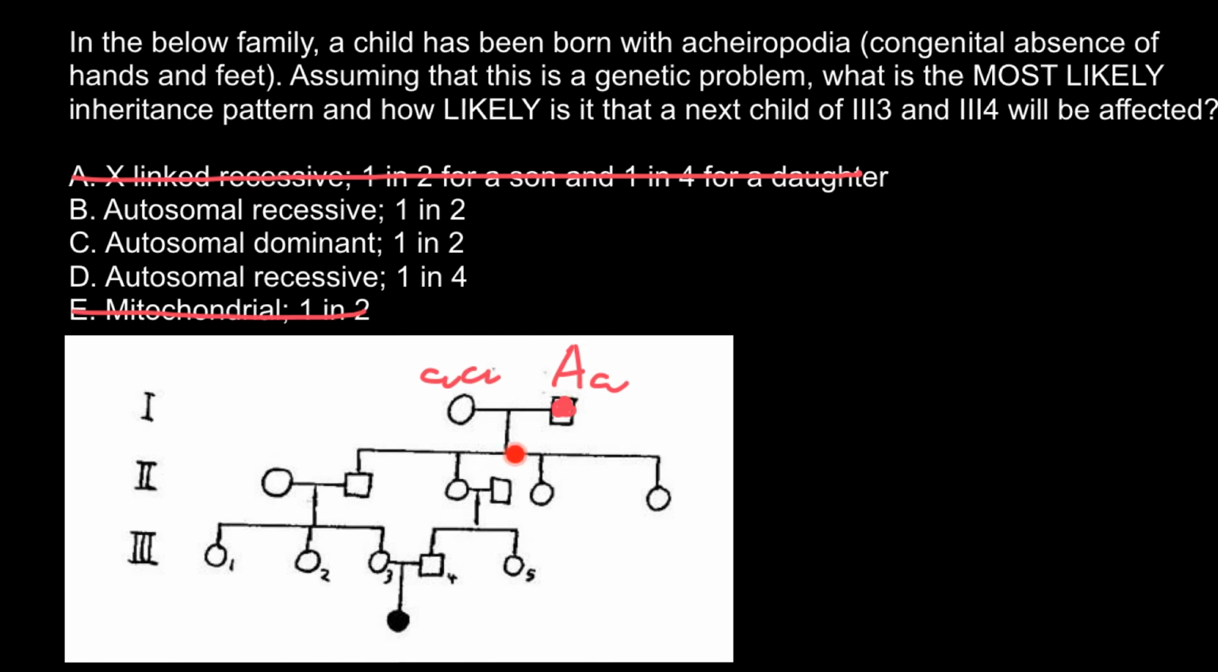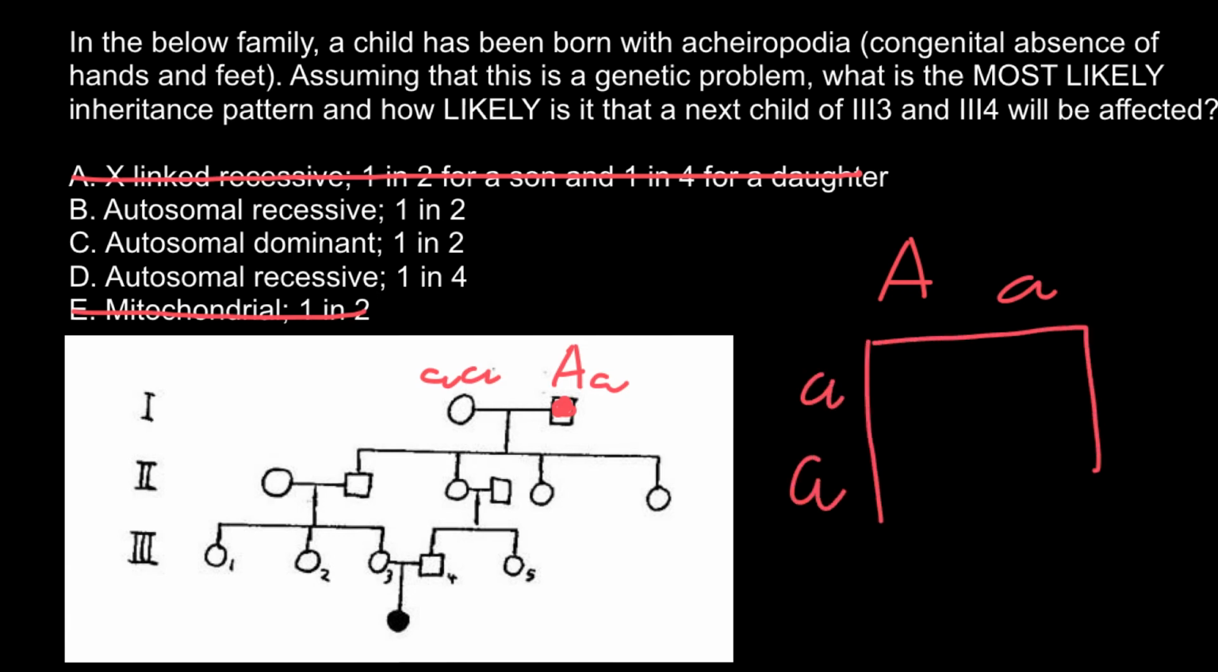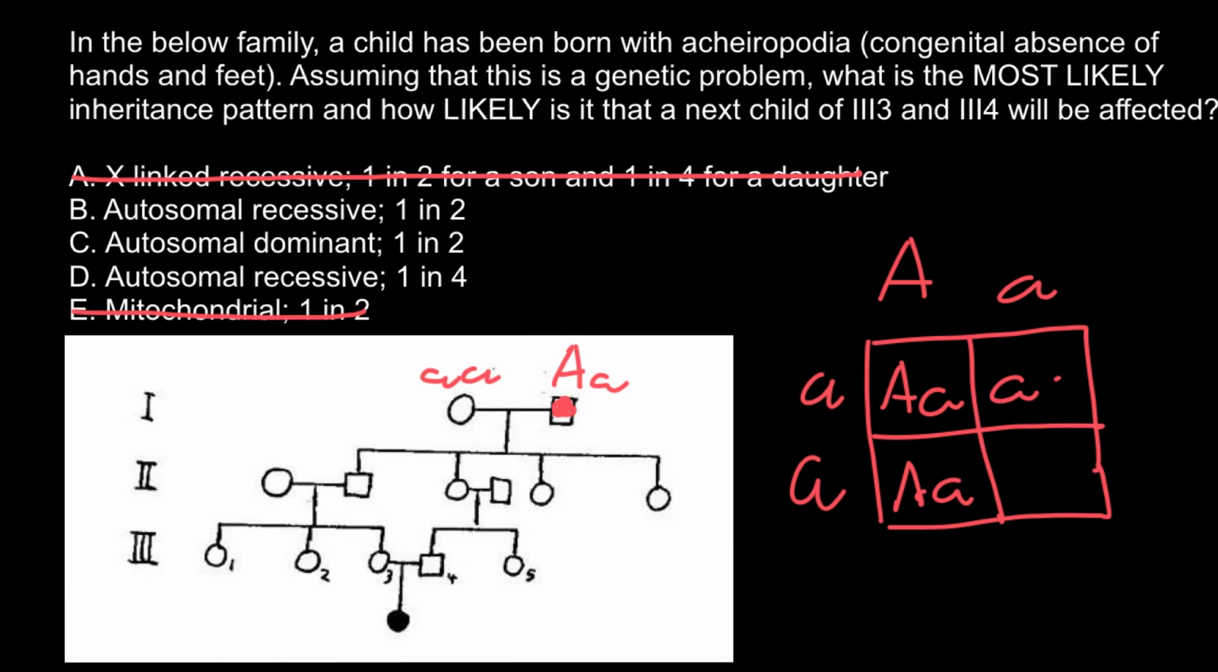But as you see, if we cross this genotype with this genotype, for example capital A small a and small a small a, and it is an autosomal dominant genetic disorder, here we would have capital A small a, capital A small a, small a small a, and small a small a. So in this case, 50% of the progeny would be affected and 50% would be normal.